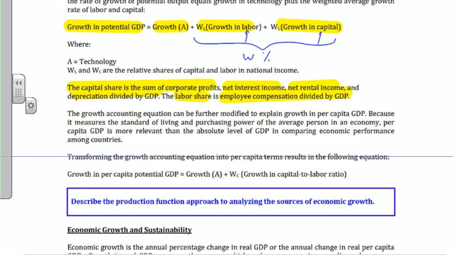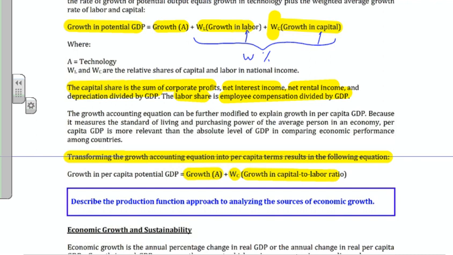Transforming the growth accounting equation into per capita terms, what would that say? The growth of A, that's technology, plus WC, the weighting of capital, times the growth in the capital to labor ratio.